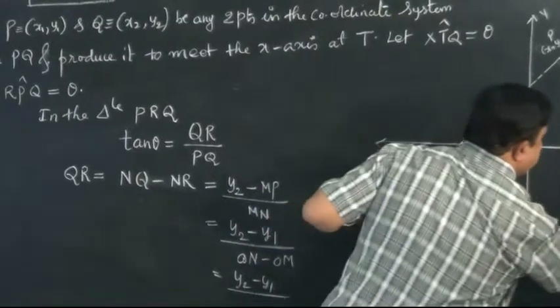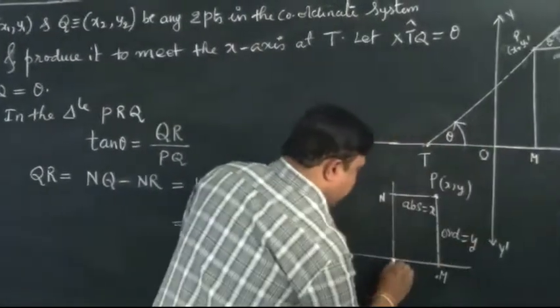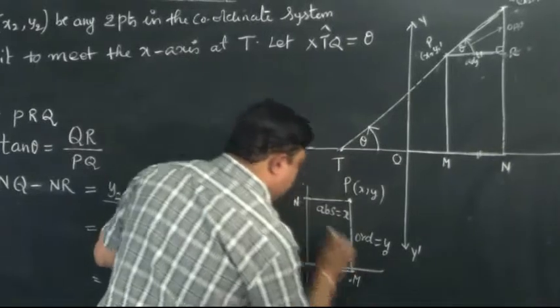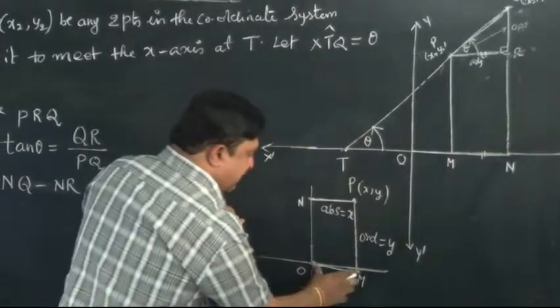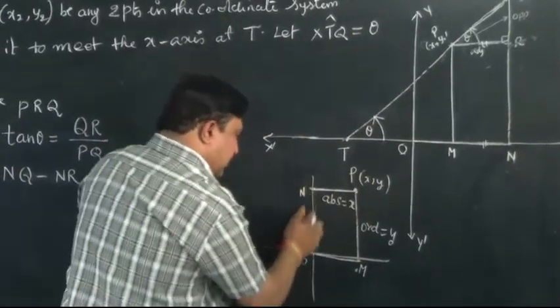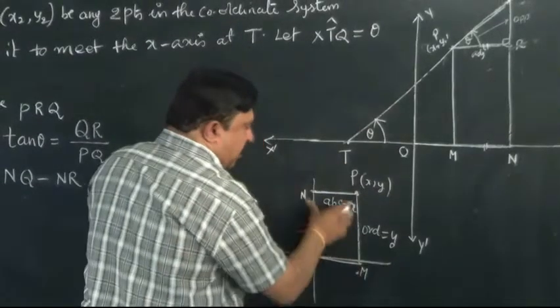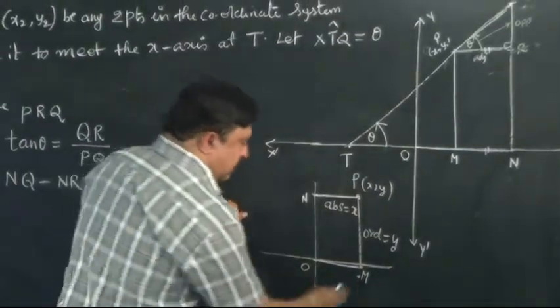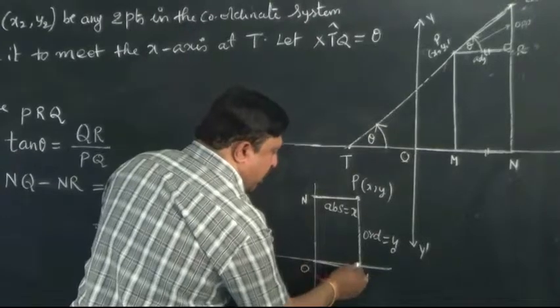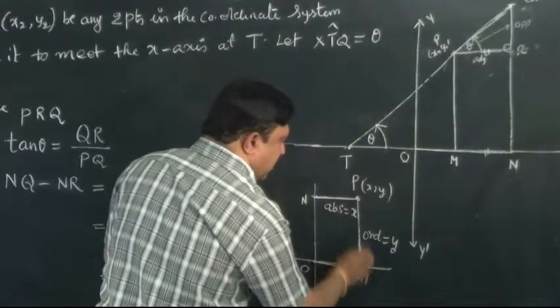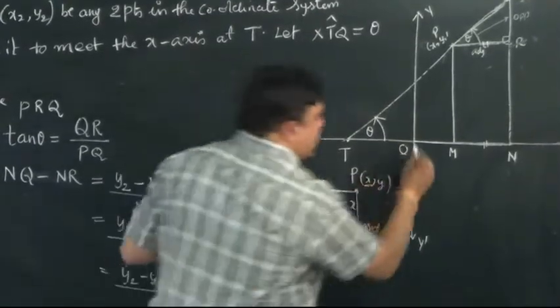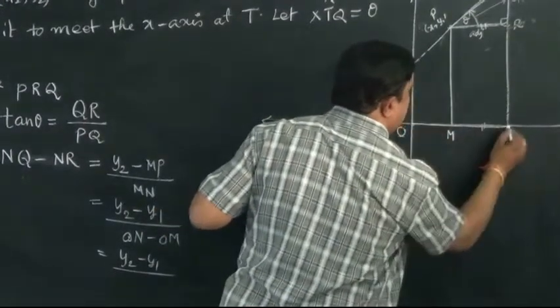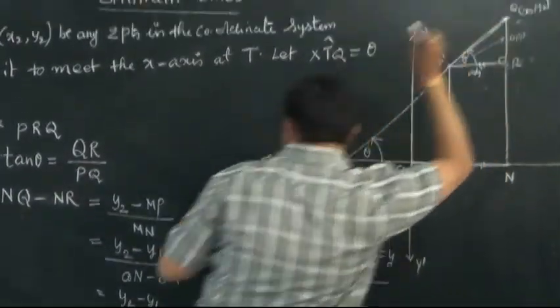ON is the abscissa of N. As I told here, OM or PM, they are all abscissa. And vertical distances are ordinates, horizontal distances are abscissa. So here, as I told, OM is the abscissa of the point P, which is x1. Similarly, ON is the abscissa of the point Q, which is x2.